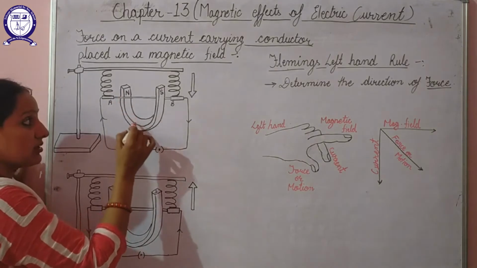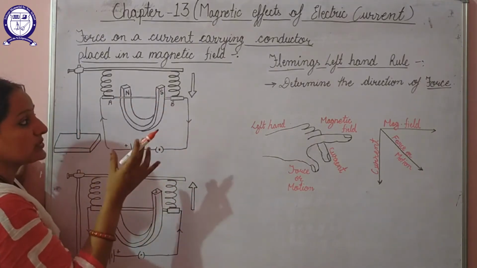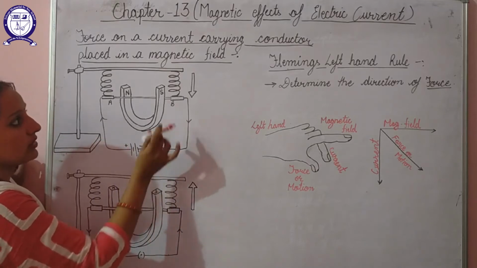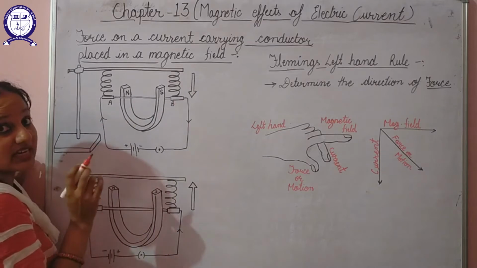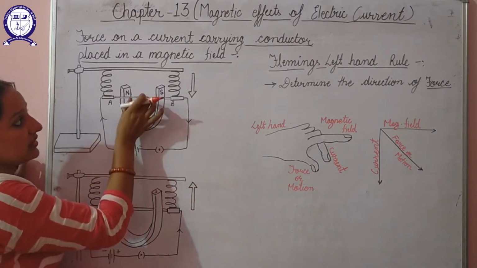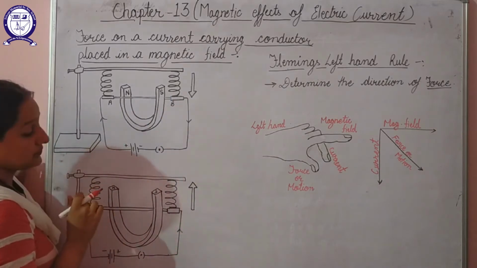But now this is already in the magnetic field of this horseshoe magnet. So what was observed is that when the key was turned on, there was a downward movement in this rod AB. That means when we turn on the key, the rod AB gets displaced in the downward direction.